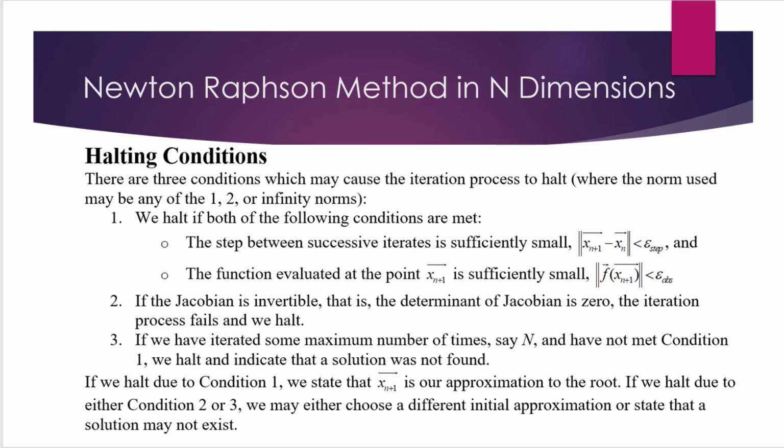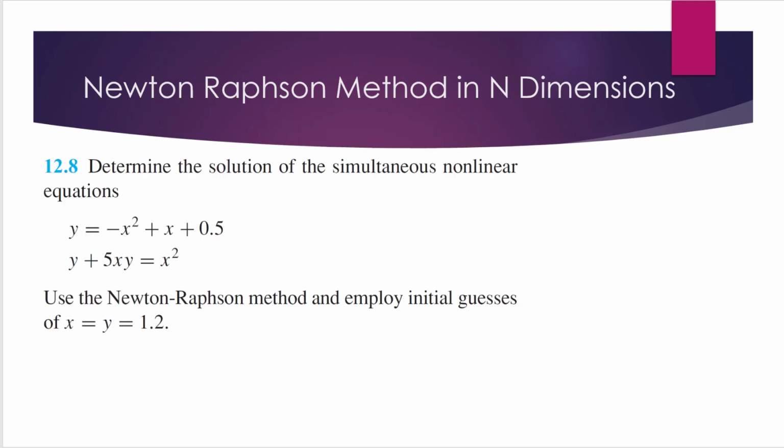And if we halt due to condition 1, we state that the vector xn plus 1 is our approximation to the root. If we halt due to either condition 2 or condition 3, we may either choose a different initial approximation or state that a solution may not exist. For Newton-Raphson method in n dimensions, you don't need to know how to implement this method in MATLAB. I will just show you an example of how to use this method to find the root of a system of two equations by hand calculation.